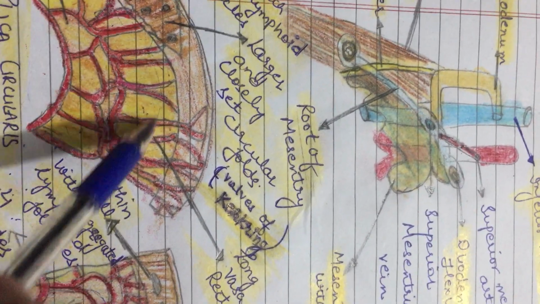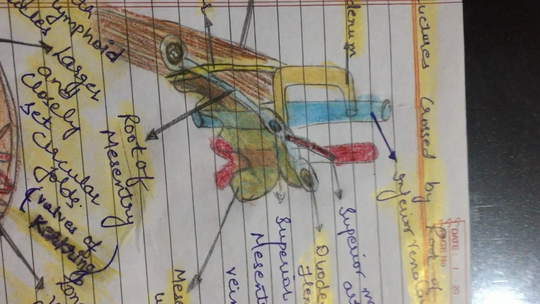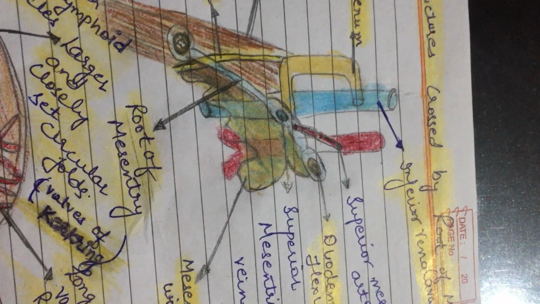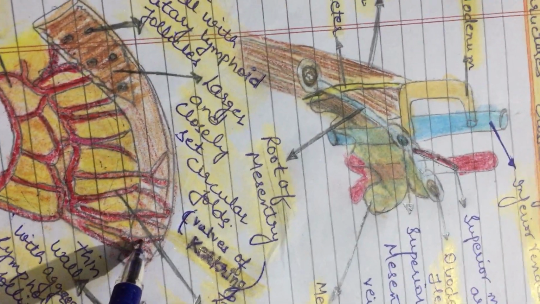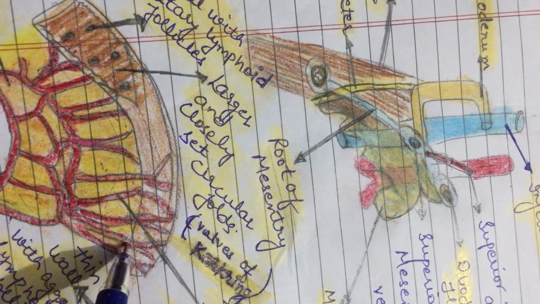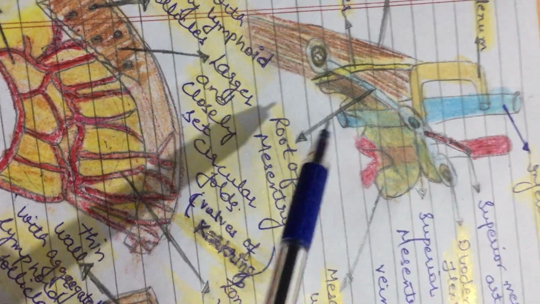This one is the attached border. Now, one more thing is important. I will show you. This is the attached border. Theoretically, if we see, it extends from the duodenojejunal flexure. Here I have drawn it in this diagram.